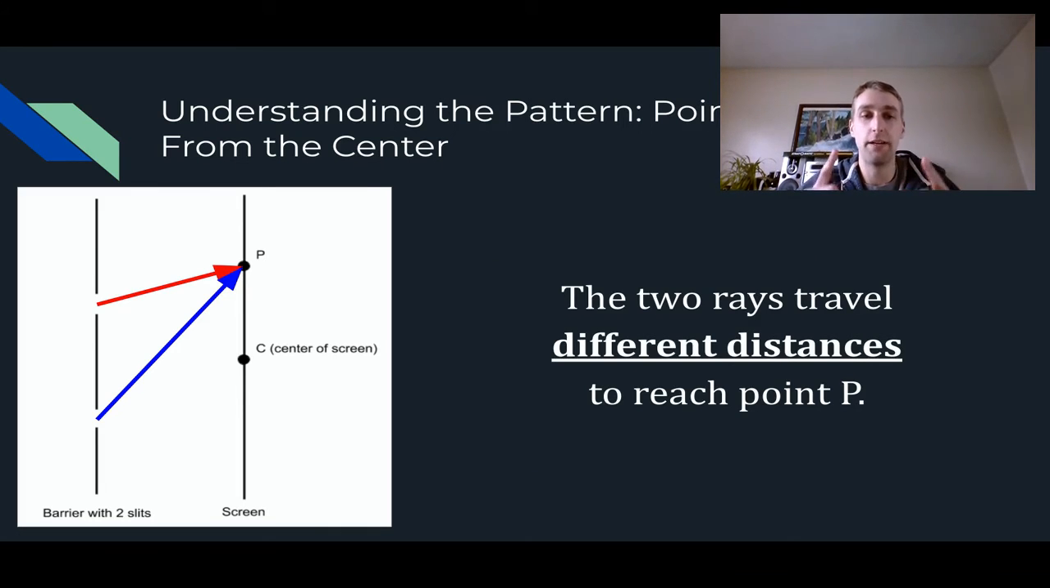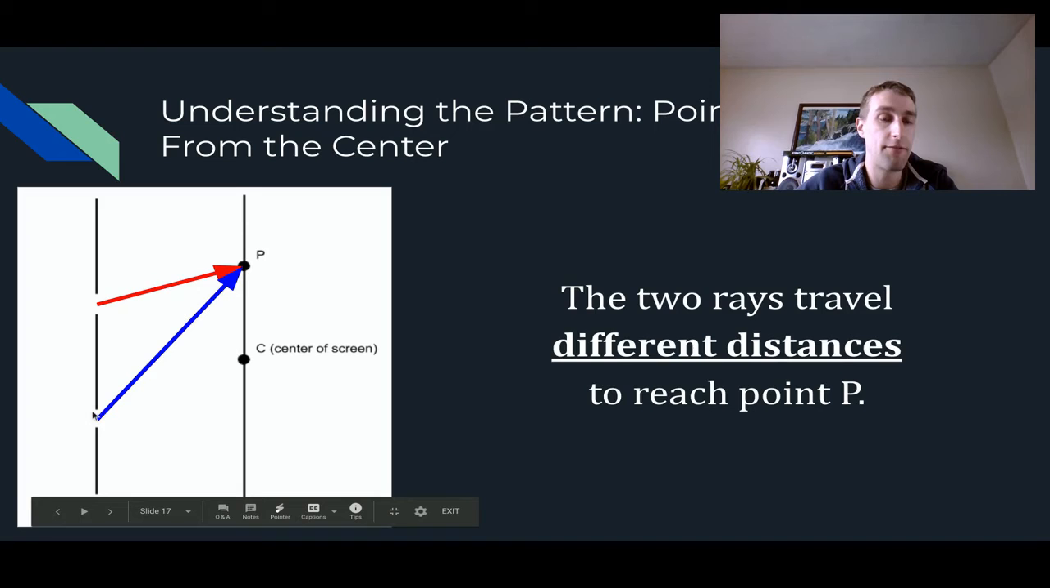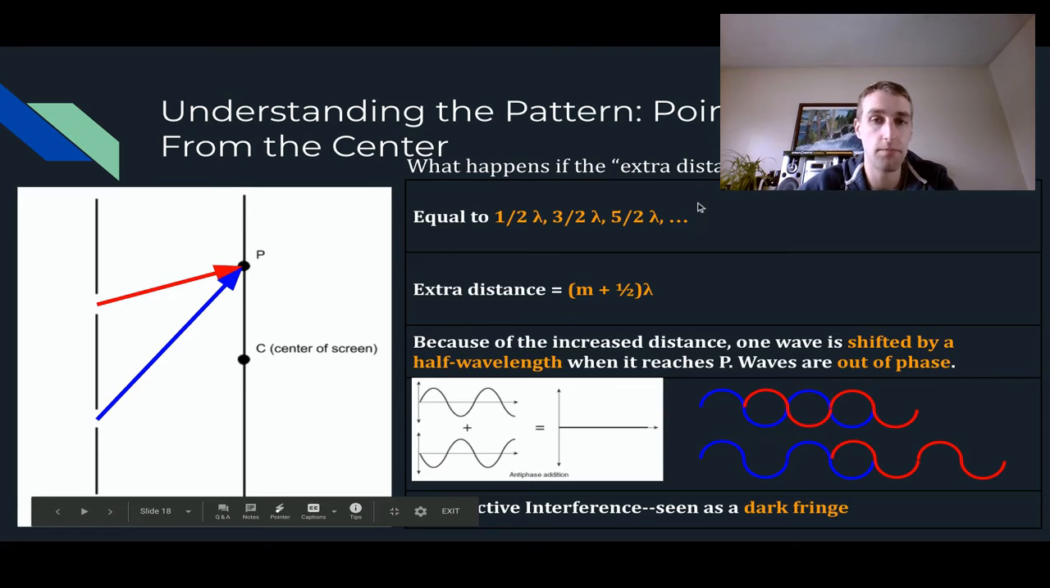The first really important thing to understand is if we look at the rays that go to a random point on the side, point P, one wave always has to travel farther. The two rays travel different distances to get to point P. At the center, they always travel the same distance, but on the side, they always travel different distances. So for any point up here, the light from the lower slit has to travel farther. For any point down here, the light from the upper slit has to travel farther.